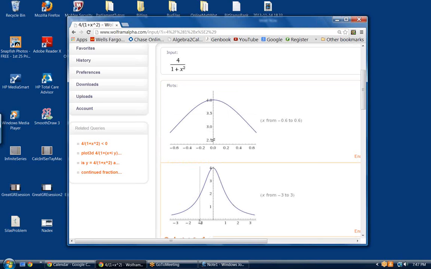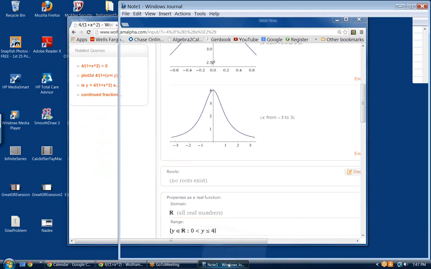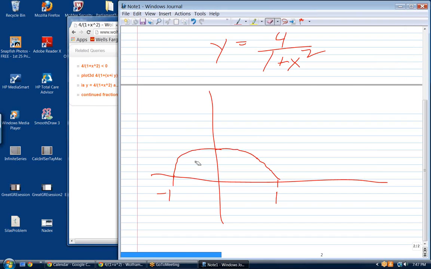So they want the area from -1 to 1, right? Correct. Okay, let me redraw this a little more accurately. Let me look back at it again. Okay, so from -1 to 1, we're looking at something like that. So what kind of rectangles are we going to break it up into? Left, right, mid? It does not actually say.